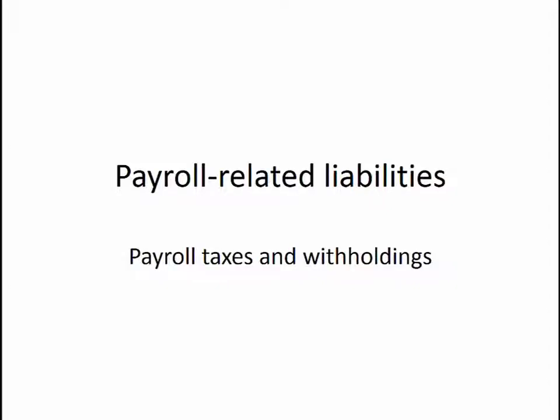Okay, continuing Chapter 13. Payroll-related liabilities, payroll taxes, and withholding. There are two types of payroll-related liabilities, which we'll first distinguish in terms of who bears their costs. Some payroll-related costs are expenses to the employer. Social Security and Medicare taxes, as well as state and federal unemployment taxes, fall under the heading of payroll taxes.